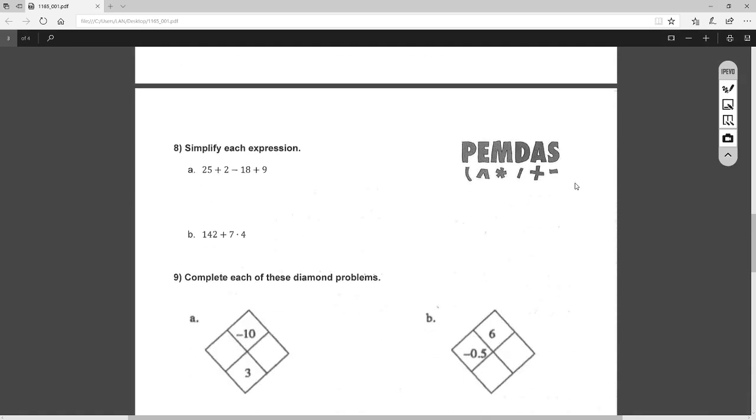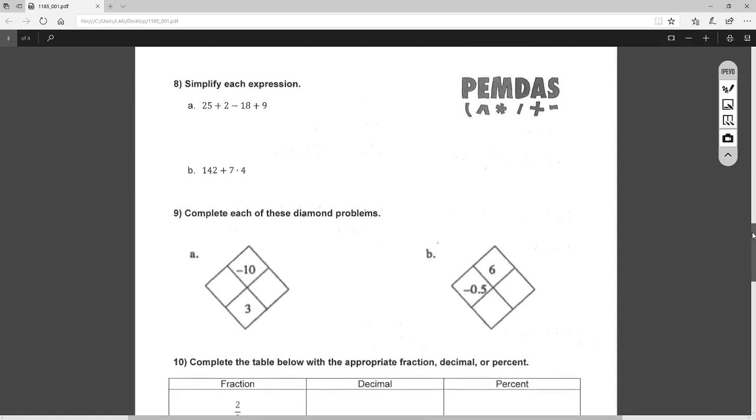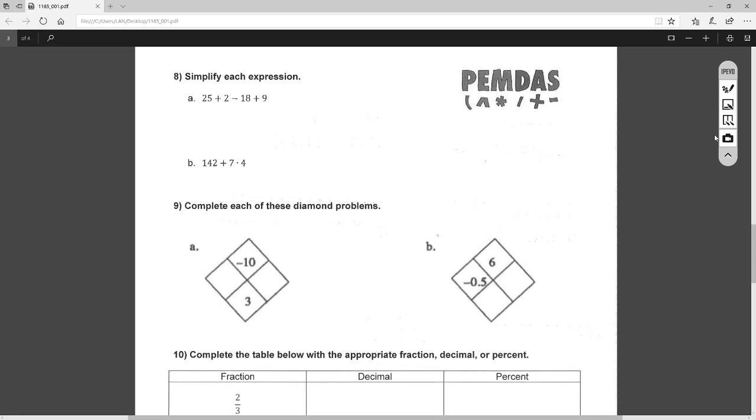Okay. Then moving down, number 8 is the same thing. When I say simplify, remember that means we are solving it. Now, if you look at letter A, you have addition, you also have subtraction, and then you have addition again. Remember we discussed in class, even though it does say addition and then subtraction when you write out your PEMDAS, it goes in any order. So whatever comes first, going from left to right, that's what you're going to do first. Letter A just happens to be addition first, so we are going to do addition first.